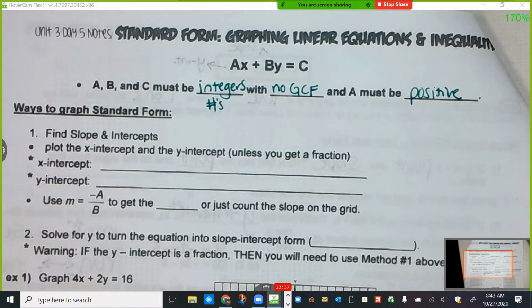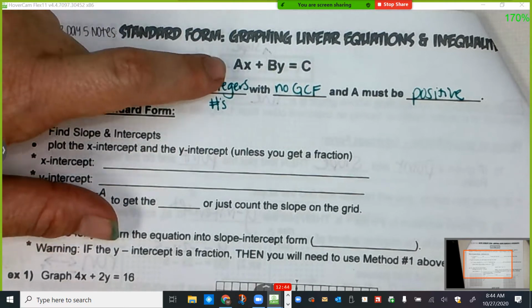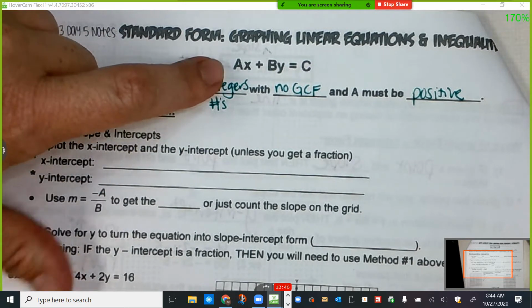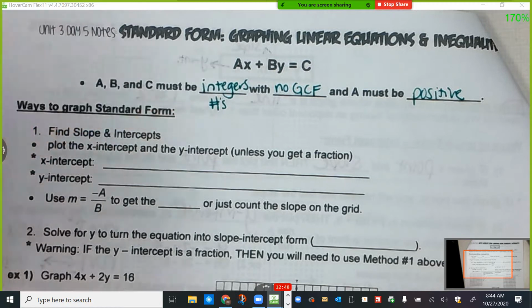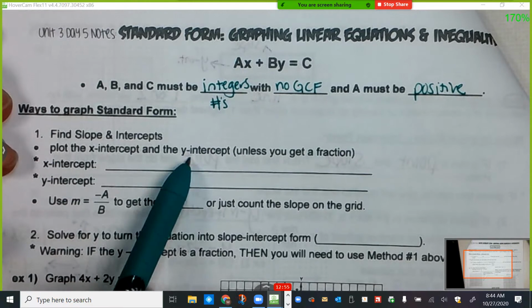Okay, now, I know in Algebra 1, a lot of what was taught is to solve for y, and that makes me cringe, and it probably makes you cringe too, and that's okay. We're not going to do all that. There's another way to do this. It says to find the slope and intercepts, plot the x-intercept and y-intercept unless you get a fraction.